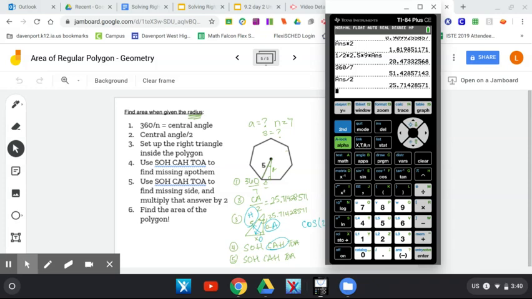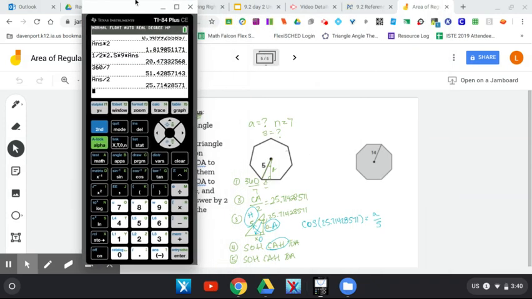Equals A over 5. Since A is on top, sorry guys, you couldn't see me writing that. Since A is on top, you're going to multiply. So I'm going to do 5 times cosine of that angle equals A. So here's how I'm going to type this in the calculator.